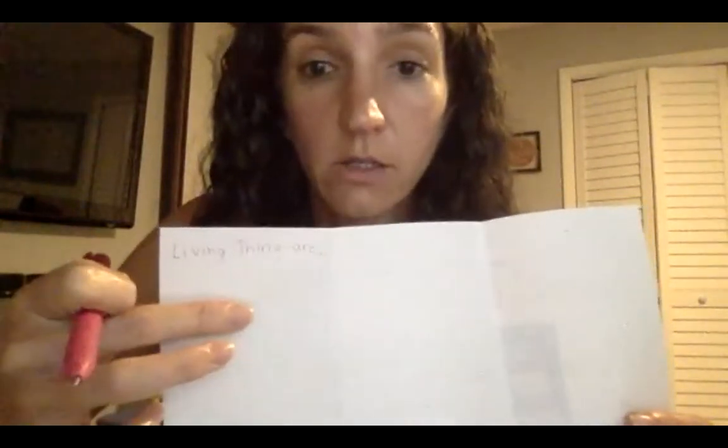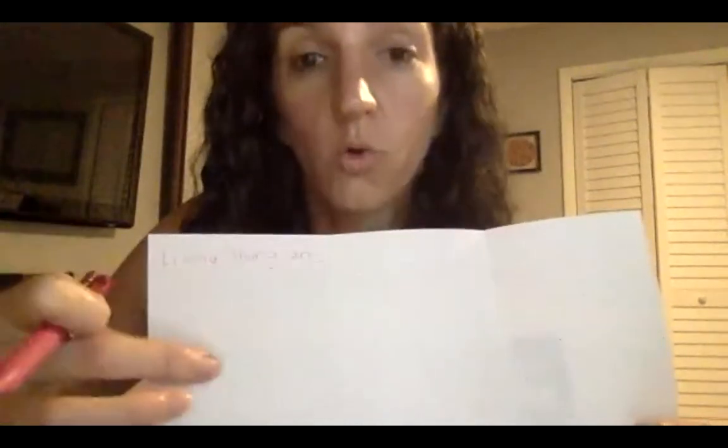You are going to fold your paper in three, like this. Okay, 1, 2, 3. I'm reusing a paper here. And then you are going to label each rectangle as such. Living things are. So this is a starter. This is the starter to a sentence. This isn't a complete sentence. You are going to complete it with either a drawing that has a label to it or your own sentence.